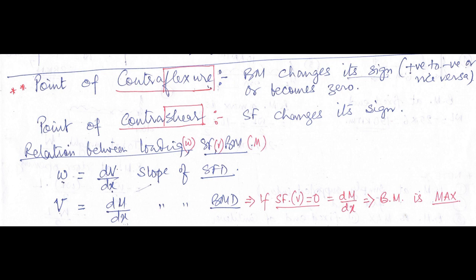So what is the relationship? W equal to dV by dx, that is, the rate of loading is represented by the slope of the shear force diagram, and V, that is the shear force, is equal to dM by dx, that is the slope of the bending moment diagram. Now from here we can infer that if shear force equals 0, that means dM by dx equals 0, that is the first derivative is 0, and from here we will get the maximum value of bending moment.